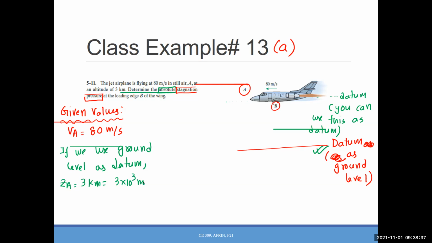Do we know anything else? We know one more thing. It says stagnation pressure, and stagnant means it's not moving, okay? So that's why VB will be what? It's not moving relatively, that B. So that means VB is not moving with respect to VA. It's kind of like that.